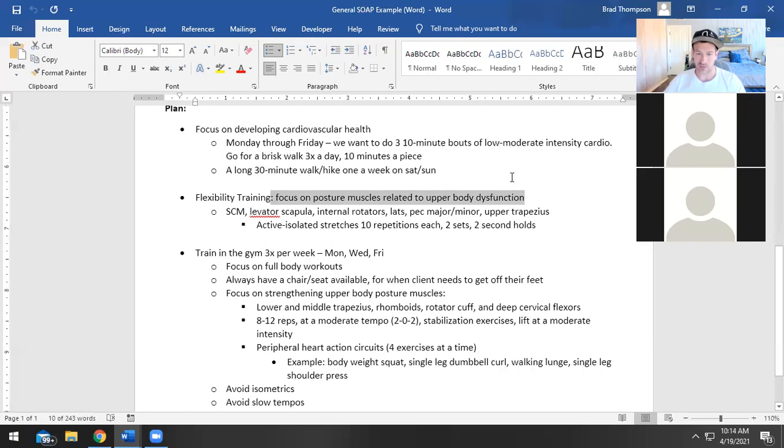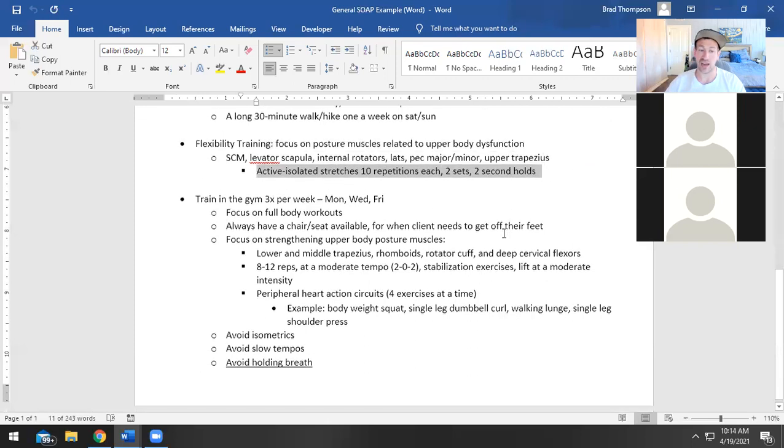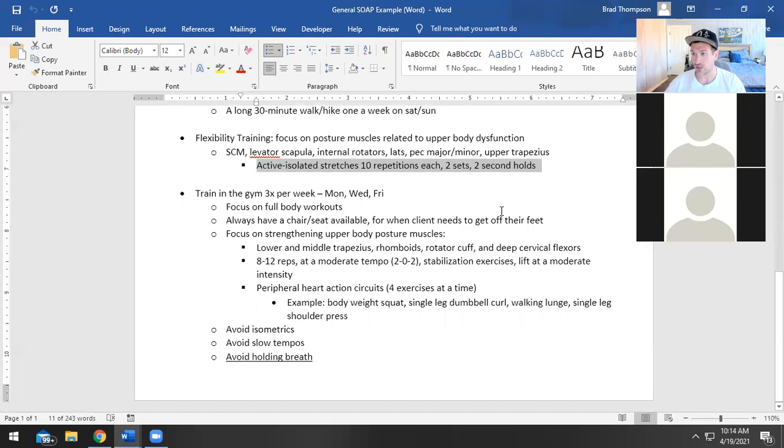Now, here's what's interesting. You'll notice, and Ben, we haven't been over types of stretches yet, but we'll get into that next week. Active isolated stretches instead of static stretches. Now, I know that normally we do static stretches in order to improve posture, but we're going to do active stretches here because this person has hypertension. And holding isometrics has been shown to increase hypertension. So we don't want to make it any worse.